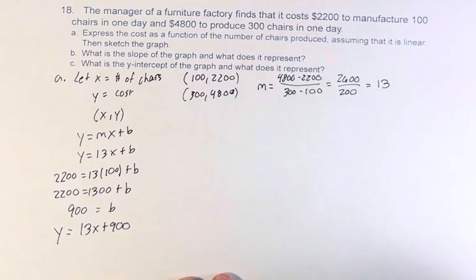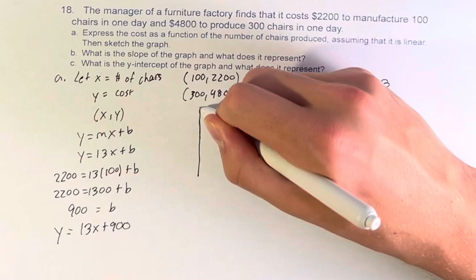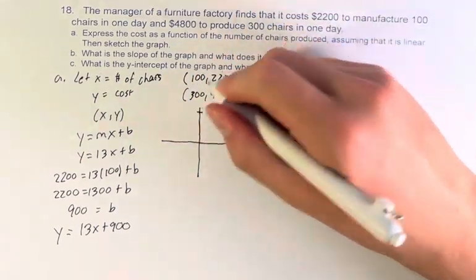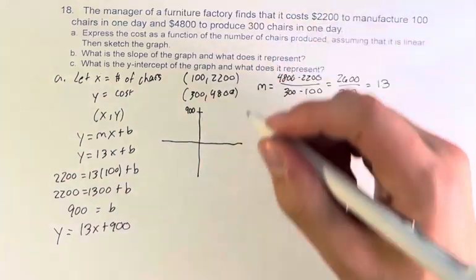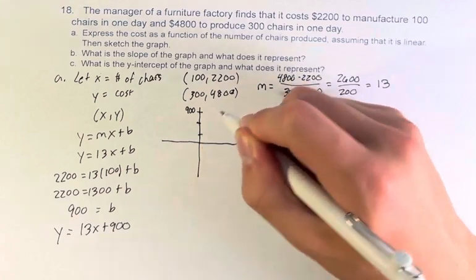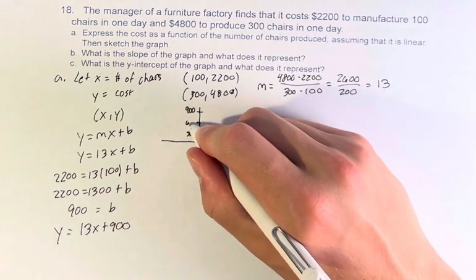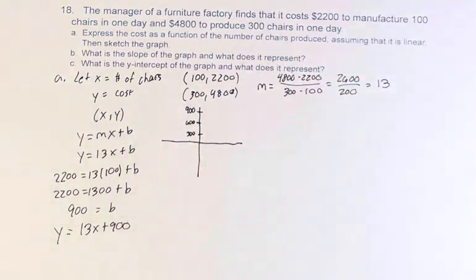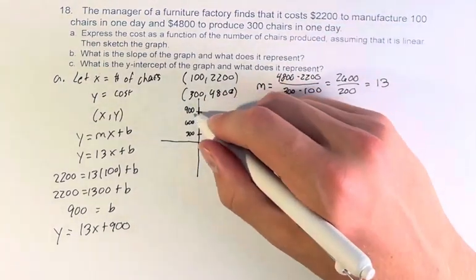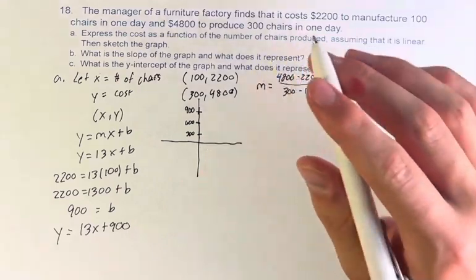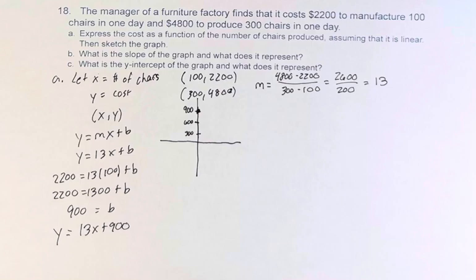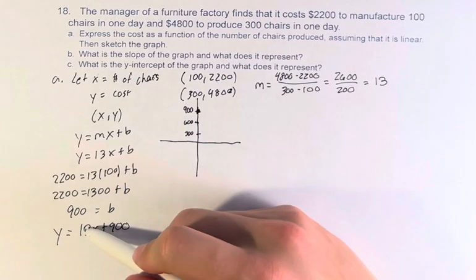And we can graph this right here. If this is 900, we can say 600, 300. Our graph, actually not the best point to start at 900 way up here, but our graph starts at 900 since we can't have negative numbers. And then it goes up with a slope of 13.